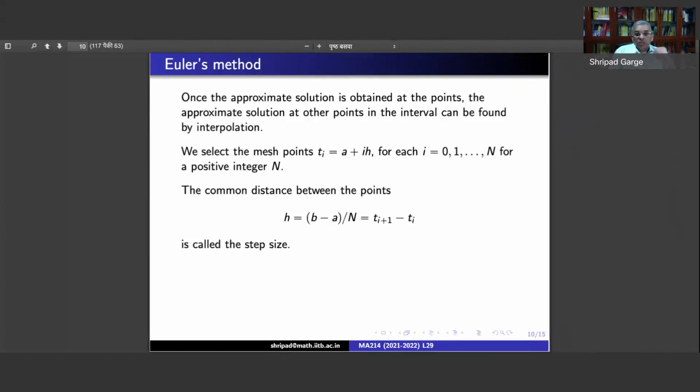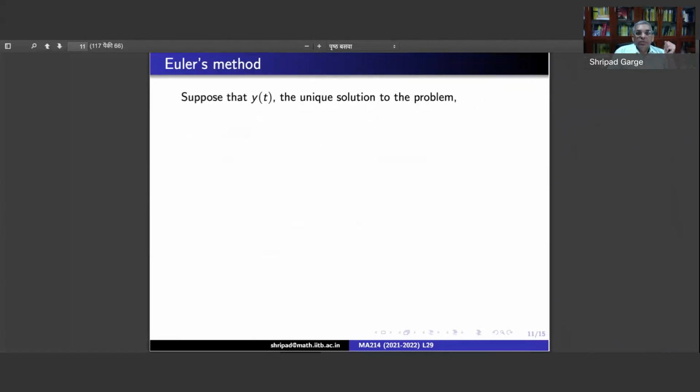So we are going to use Taylor's theorem to derive Euler's method. So what we have to do is the following. Suppose y(t), which is the solution to the problem, has two continuous derivatives. That means y(t) has a derivative which is continuous, and the derivative is again differentiable, and that is continuous. So we are assuming that y is twice continuously differentiable on [a, b], so that we can use Taylor's theorem.